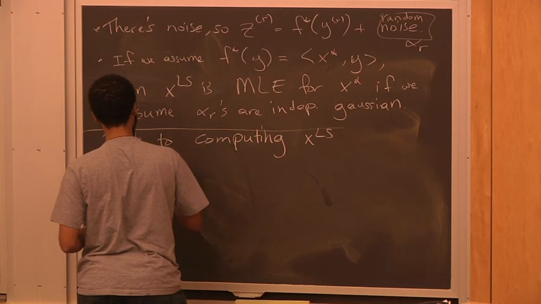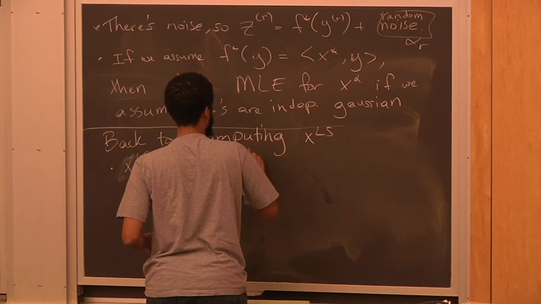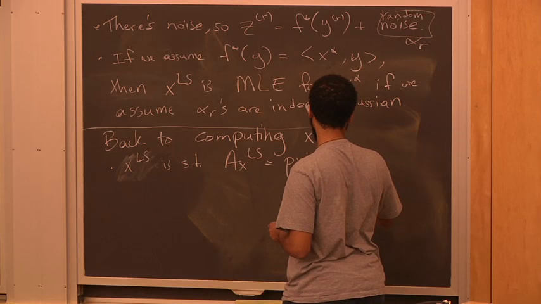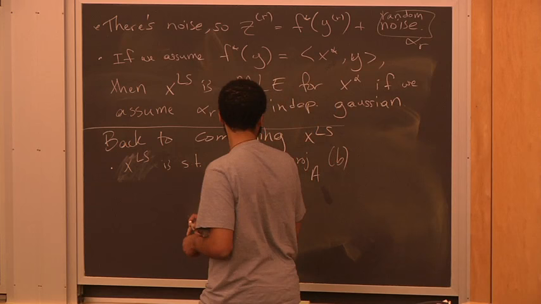So X_LS is such that A X_LS is the projection onto the column space of A of b, which is equal to U U transpose b, where U is that same U from the SVD.